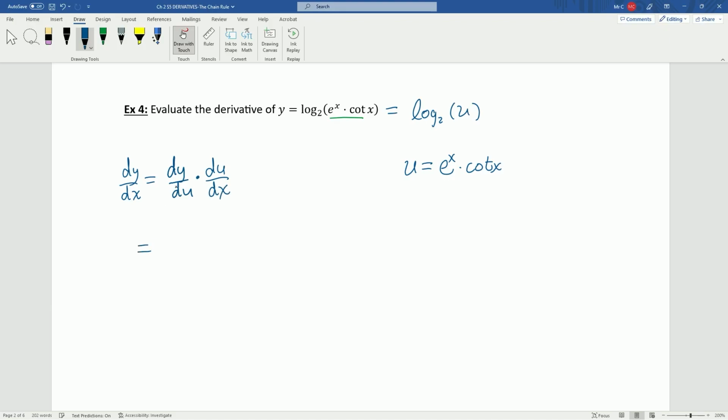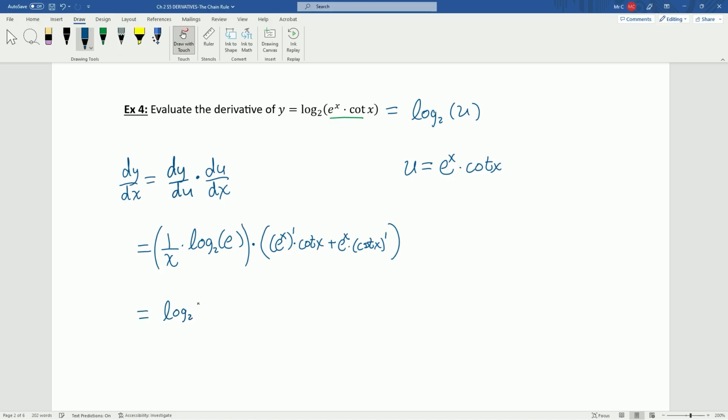Now when I write this out, dy du, the derivative of log base 2 of u is 1 over x times log base 2 of e, multiplied by du dx. But when I take du dx, I need a product rule. E to the x prime times cotangent of x plus e to the x times cotangent of x prime. And if you wanted to do this product rule off to the side and then plug the result back in here, that would be totally fine. There'd be no problem with that.